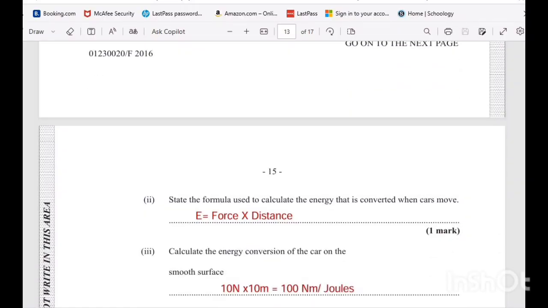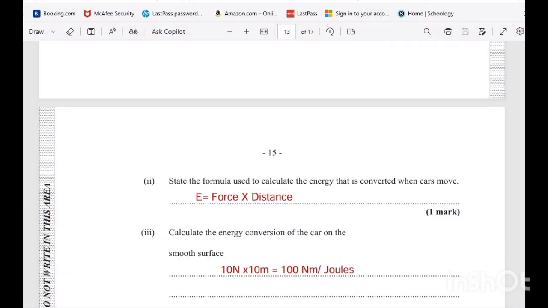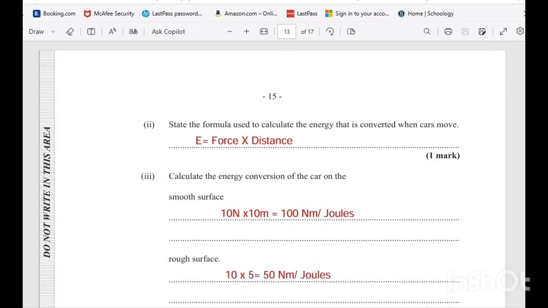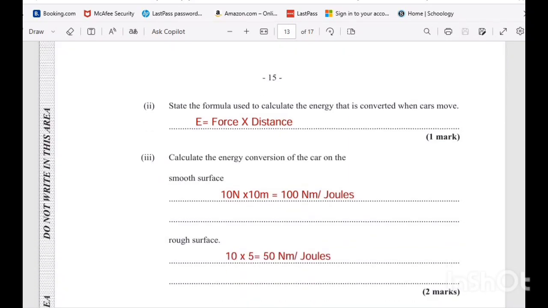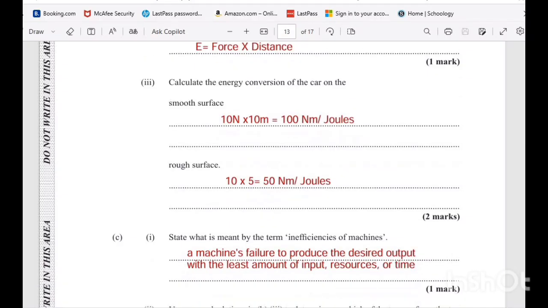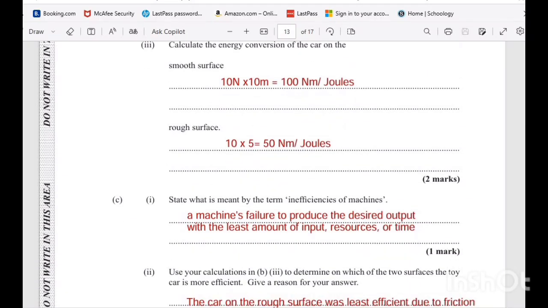10 times 10, which is 10 newtons times 10 meters, would give us 100 Newton meters, or the unit for energy, which is the joule. Remember, CXC marks for your units. And the rough surface would be 10 newtons times 5 meters, which is 50 Newton meters, or joules. And that's 2 marks.